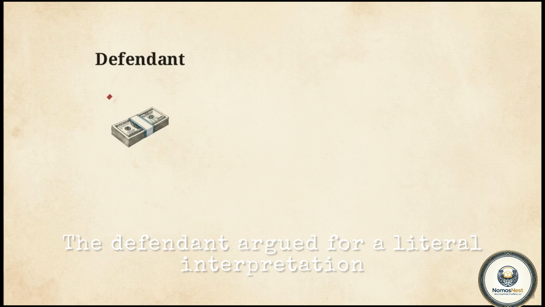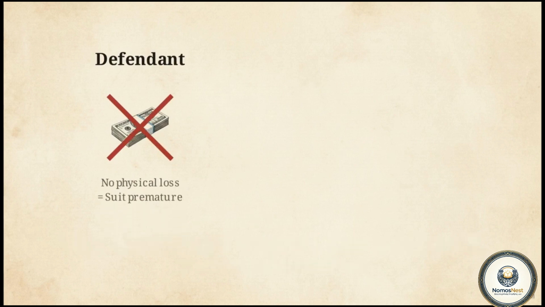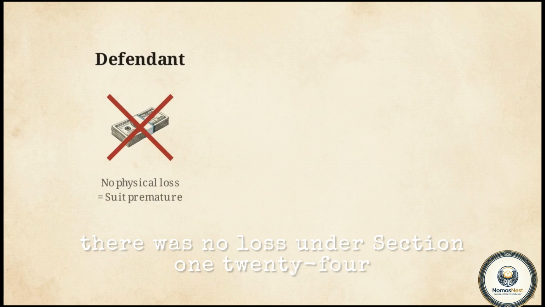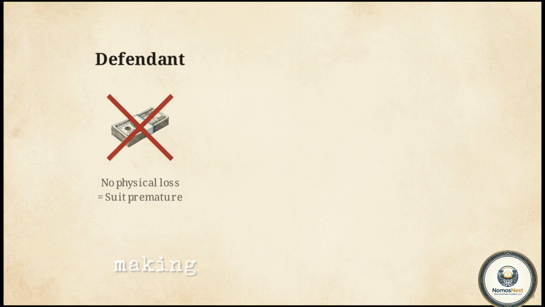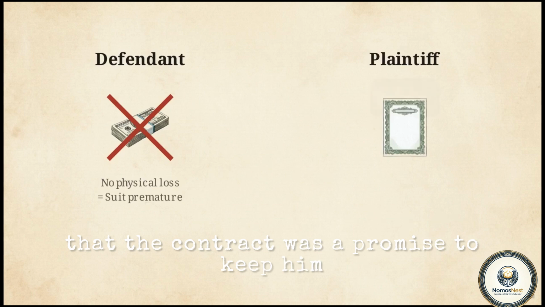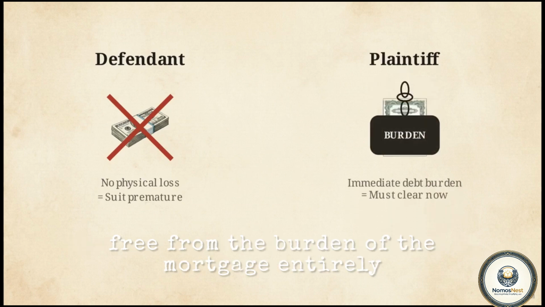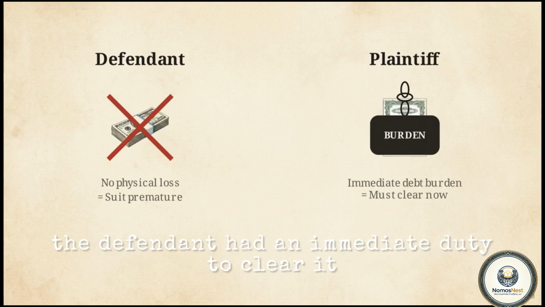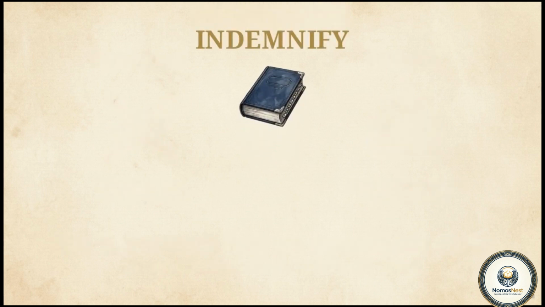The defendant argued for a literal interpretation. Because the plaintiff had not yet paid the supplier, there was no loss under Section 124, making the suit premature. The plaintiff argued that the contract was a promise to keep him free from the burden of the mortgage entirely. Once the debt became due, the defendant had an immediate duty to clear it.